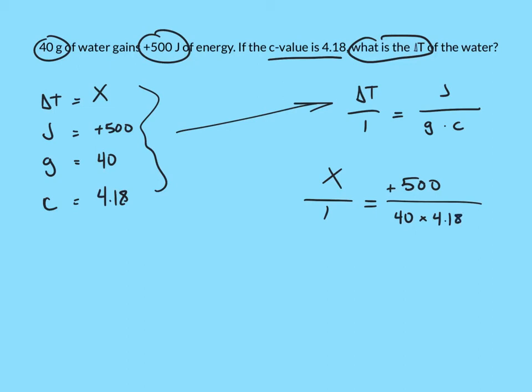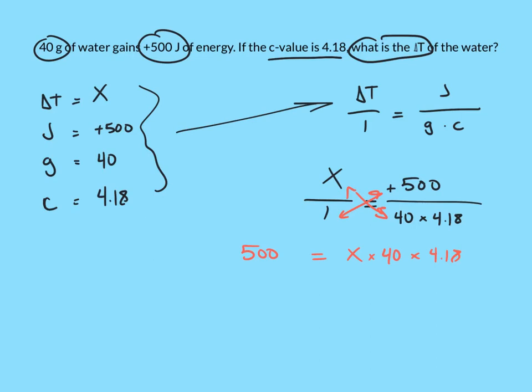Now I need to cross multiply and divide. So I've got 1 times 500, or 500, and set that equal to X times 40 times 4.18. Because I'm going to take the top left and the bottom right and multiply them together.